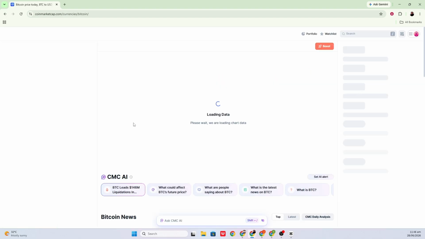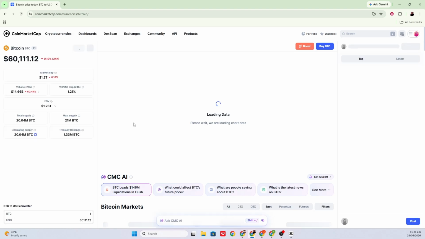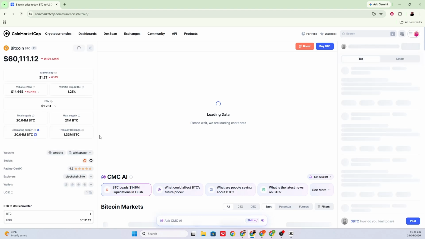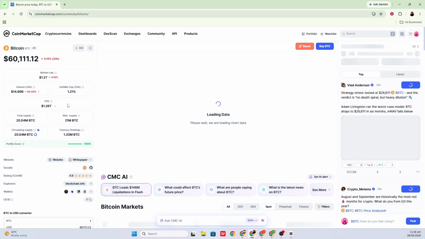Next, change the chart setting from Lin, which represents the linear view, to Log, which represents the logarithmic view. The logarithmic chart displays price movements based on percentage changes, allowing you to review longer-term patterns across the asset's history.